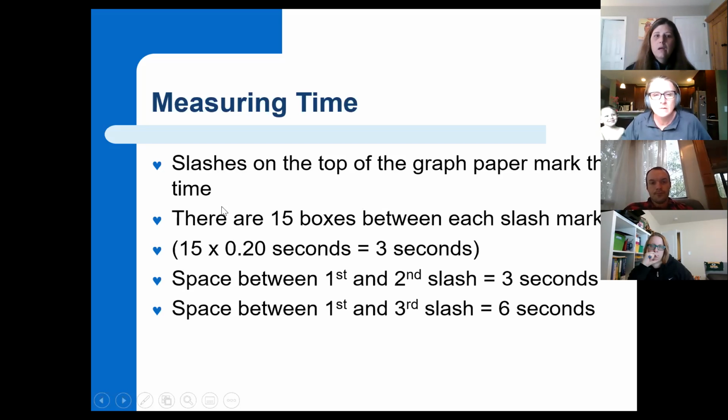Okay. Now, when we see this strip here in a minute that has the slash marks at the top of the page, there are going to be 15 boxes between each slash or hash mark.